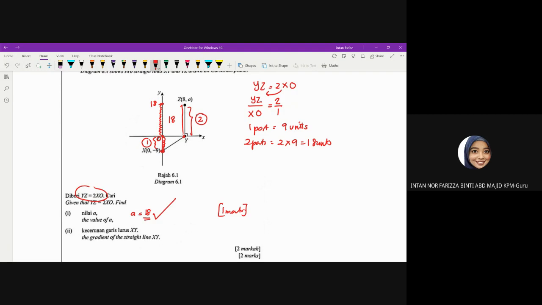Question number 2. Gradient of a straight line XY. So what is XY? XY is this line here. To get the gradient, what do we normally need? We need 2 points, isn't it? So we know that, let me erase a bit. Okay, we know that this is 18, right? Because A is 18.